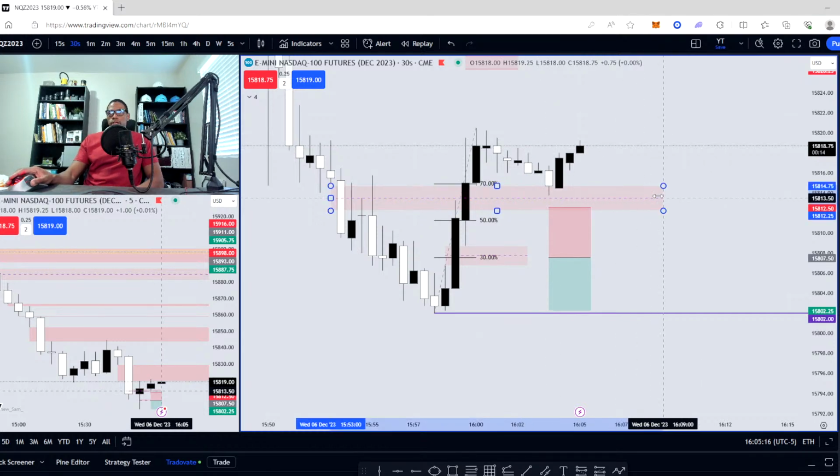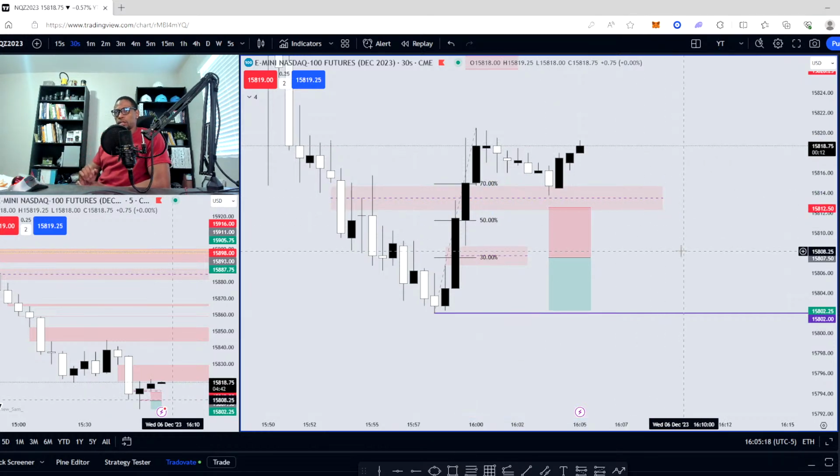So far, this fair value gap is providing support. It hasn't been able to break through. It hasn't even gotten all the way to the 50% level yet.